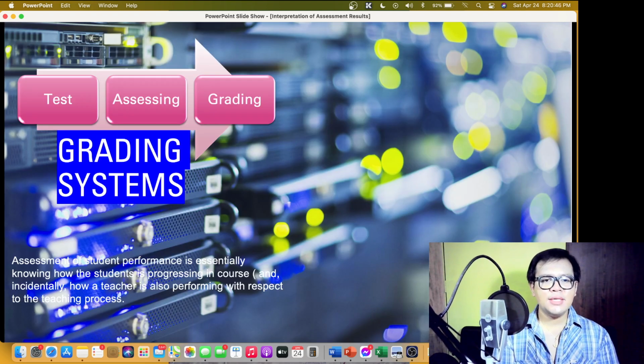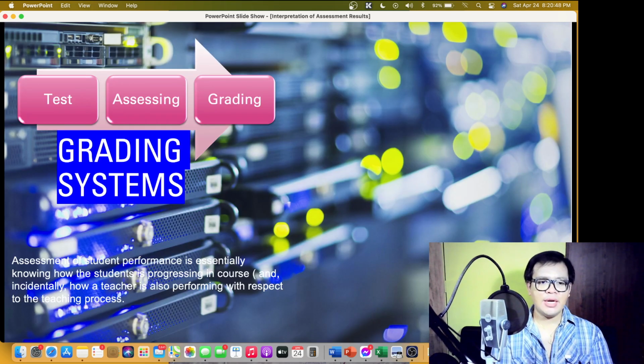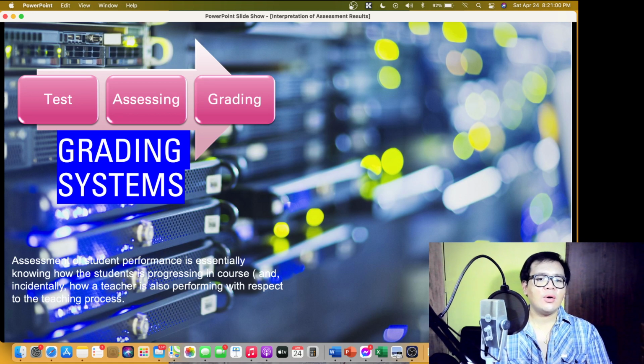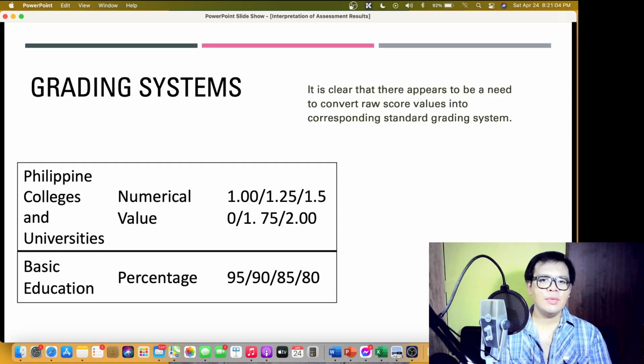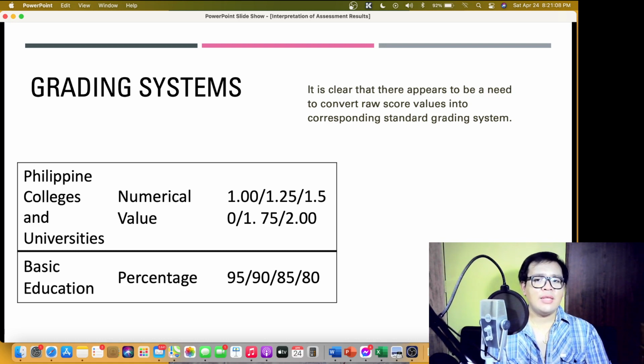So for the grading system, we also have the test assess grading. Assessment of students' performance is really essential, knowing how students are progressing in a course, and incidentally, how teachers are also performing with respect to the teaching process. So with the grading system, it is clear that there appears to be a need to convert raw score values into the corresponding standard grading system.